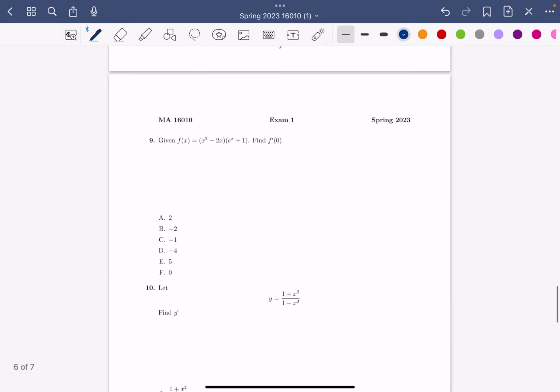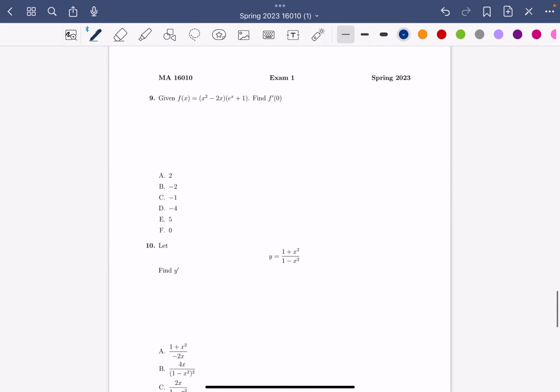Forgot the negative there. Question number 9. Given f of x equals x squared minus 2x, times e to the x plus 1, find f prime of 0. So when we have two things multiplied with each other, we have two choices. We can either multiply out and distribute, or we can use something called the product rule. Let's label this first factor g and this one h. Product rule is g prime times h plus g times h prime.